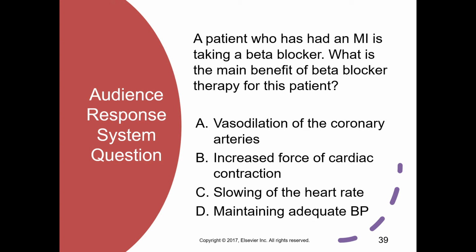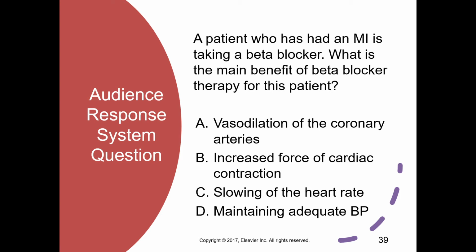So what do you guys think? A patient who has an MI taking a beta blocker, what's the main benefit of a beta blocker? For this patient, what do you guys think? So what do we want to try to do if they're having ischemic heart disease? We want to reduce myocardial oxygen demand. Remember the goal of therapy: reduce the demand, increase the supply. Allow the coronary arteries time to fill with oxygen and nutrient-rich blood.